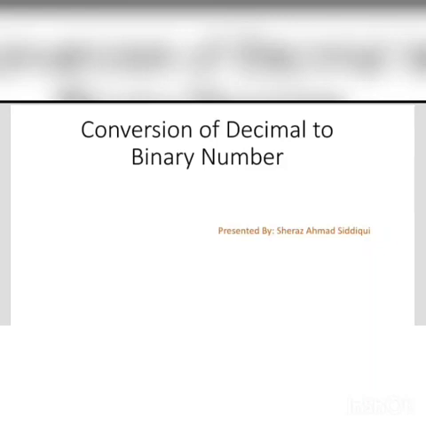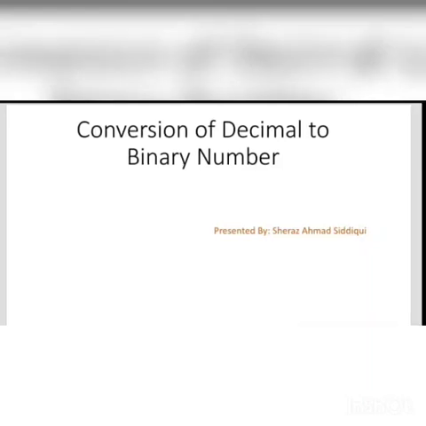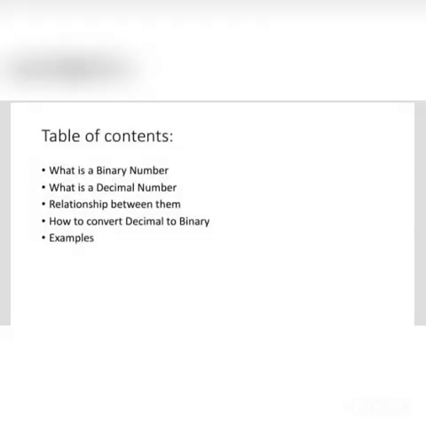So, first of all, we will see the main contents that cover our presentation. Here are the main contents. First, what is a binary number. Then what is a decimal number. Then the relationship between them and how we convert decimal into binary number. And last, we will see examples of how we convert decimal into binary. So let us discuss these contents in a detailed way.